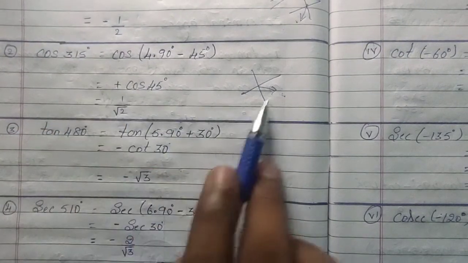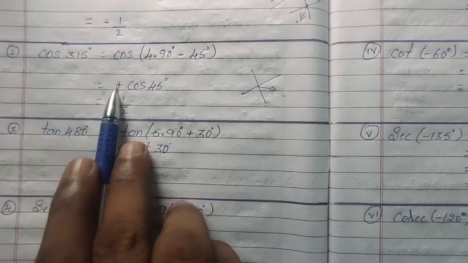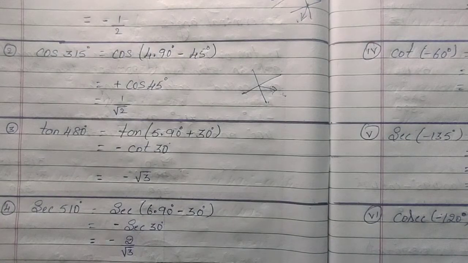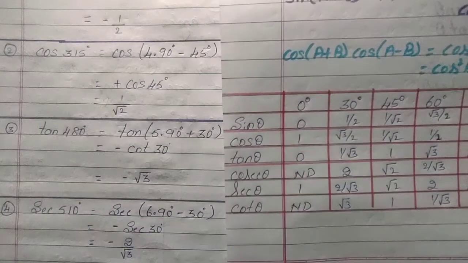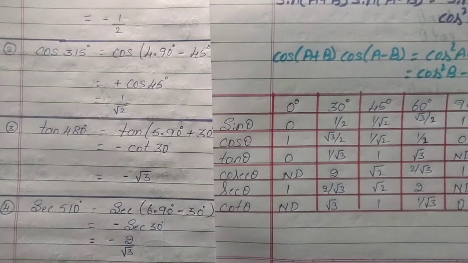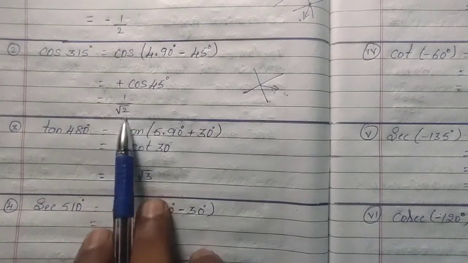Therefore, this angle lies in the fourth quadrant. Fourth quadrant cos is positive. So, our result is also positive. So, cos 45 degree. What is cos 45 degree? See, cos 45 degree is 1 by root 2. Therefore, the answer is plus 1 by root 2.